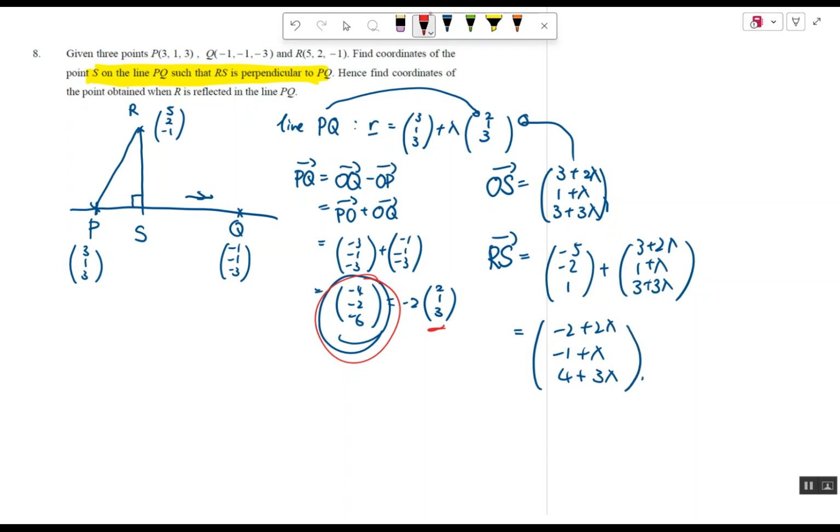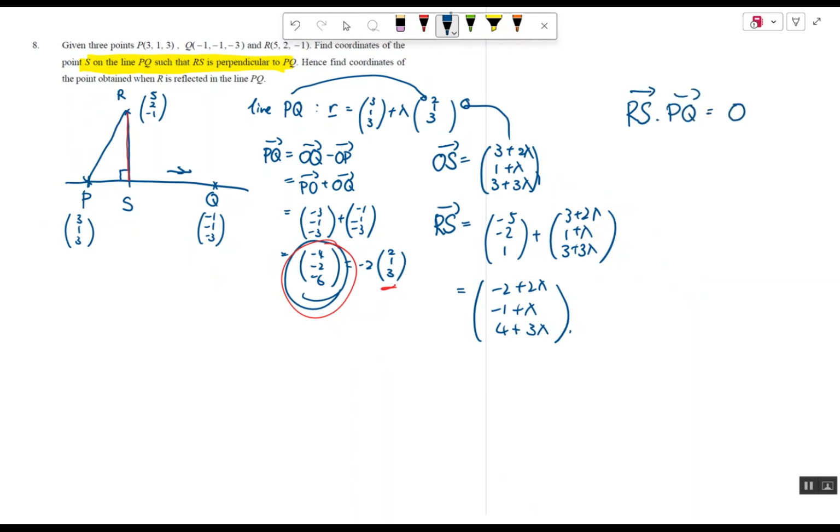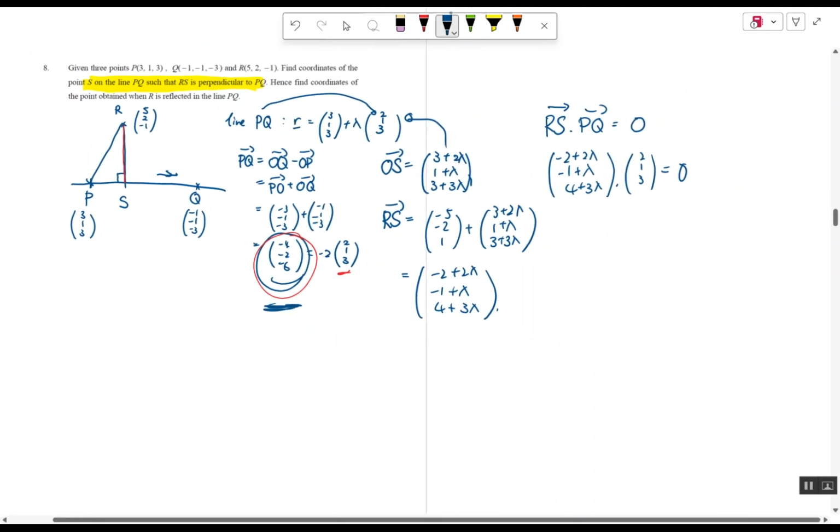Back to here, RS is perpendicular to the line. So when we see perpendicular, what do we think of? We think of the dot product. So RS dot PQ must equal 0. We do not need to use PQ per se. We just need to use the direction vector of PQ, which is (2, 1, 3). Of course, even if you use PQ, you will still get the same lambda. It's just that the numbers get a little bit bigger. So lambda is going to be equal to -1/2. Once you've got that, you have all the answer already.